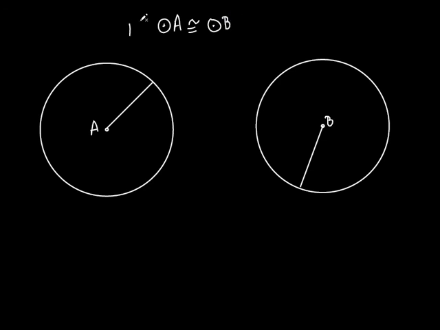All right, so if I know that's true, if I know that those two circles are congruent, what could I say about AX and BY then? They are equal or congruent to each other, exactly right.